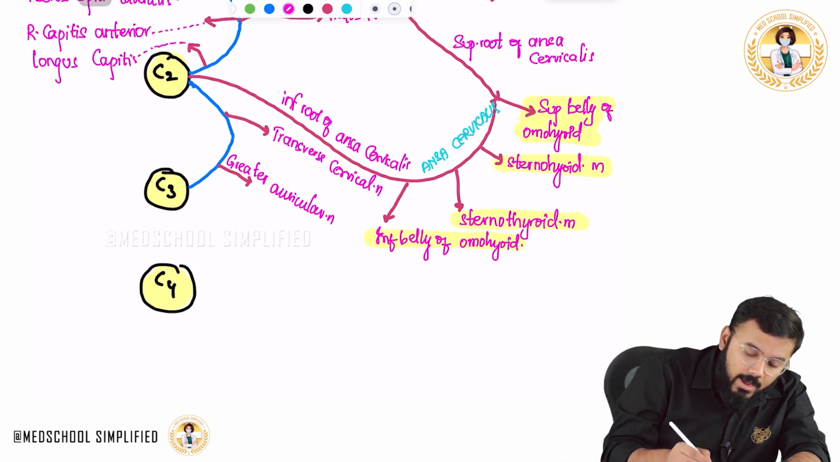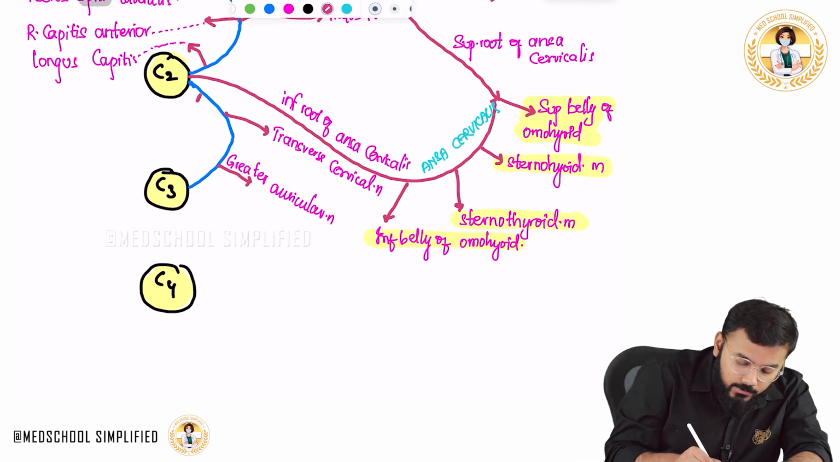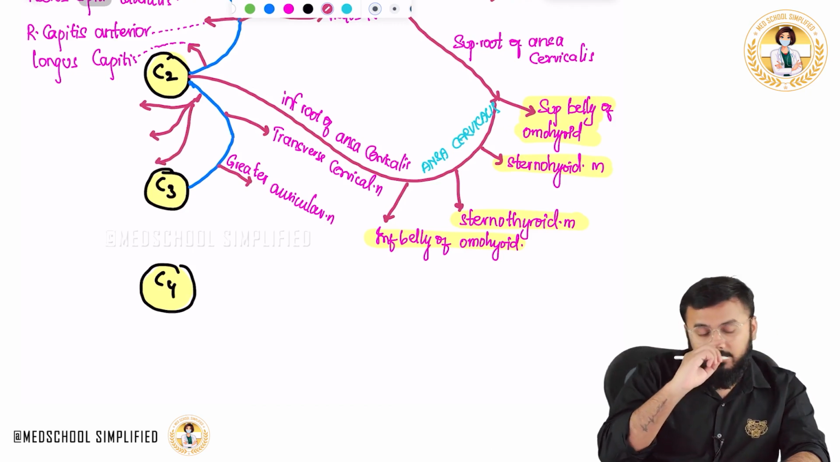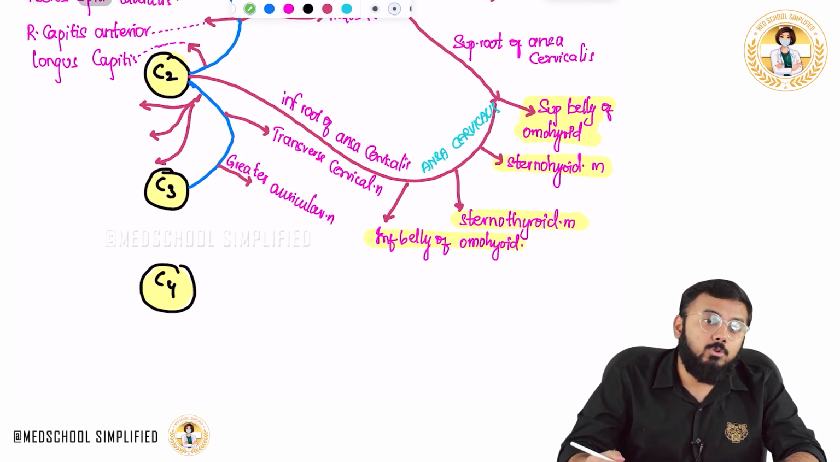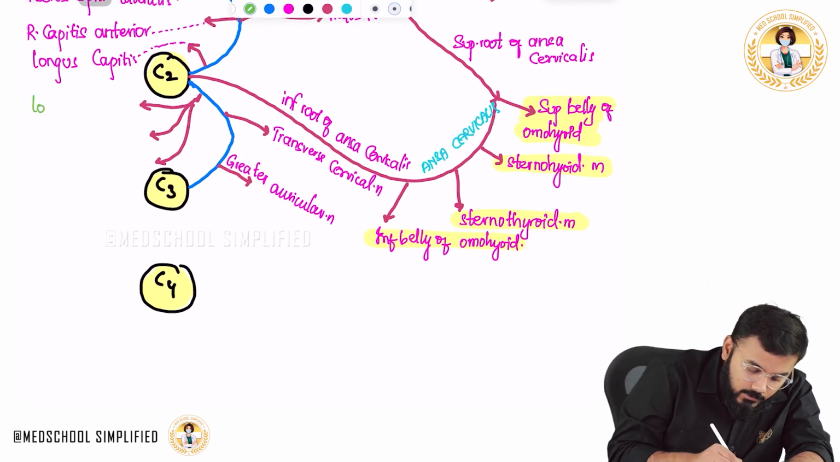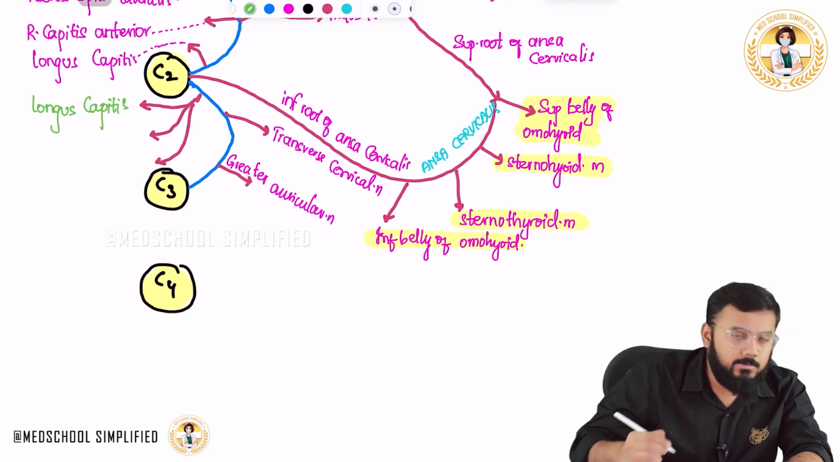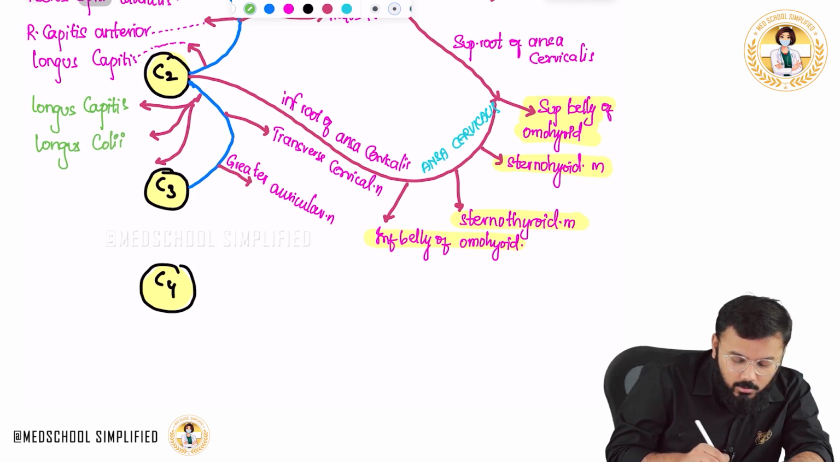Now from this common branch, on the back side, you also see three nerves coming. Let us say this is nerve number 1, this is nerve number 2 and this is nerve number 3. Now let us write down what these nerves are. One nerve is called longus capitis. Already we discussed longus capitis above, right? So C2, C3 also give a branch to longus capitis. The next one is called longus coli.